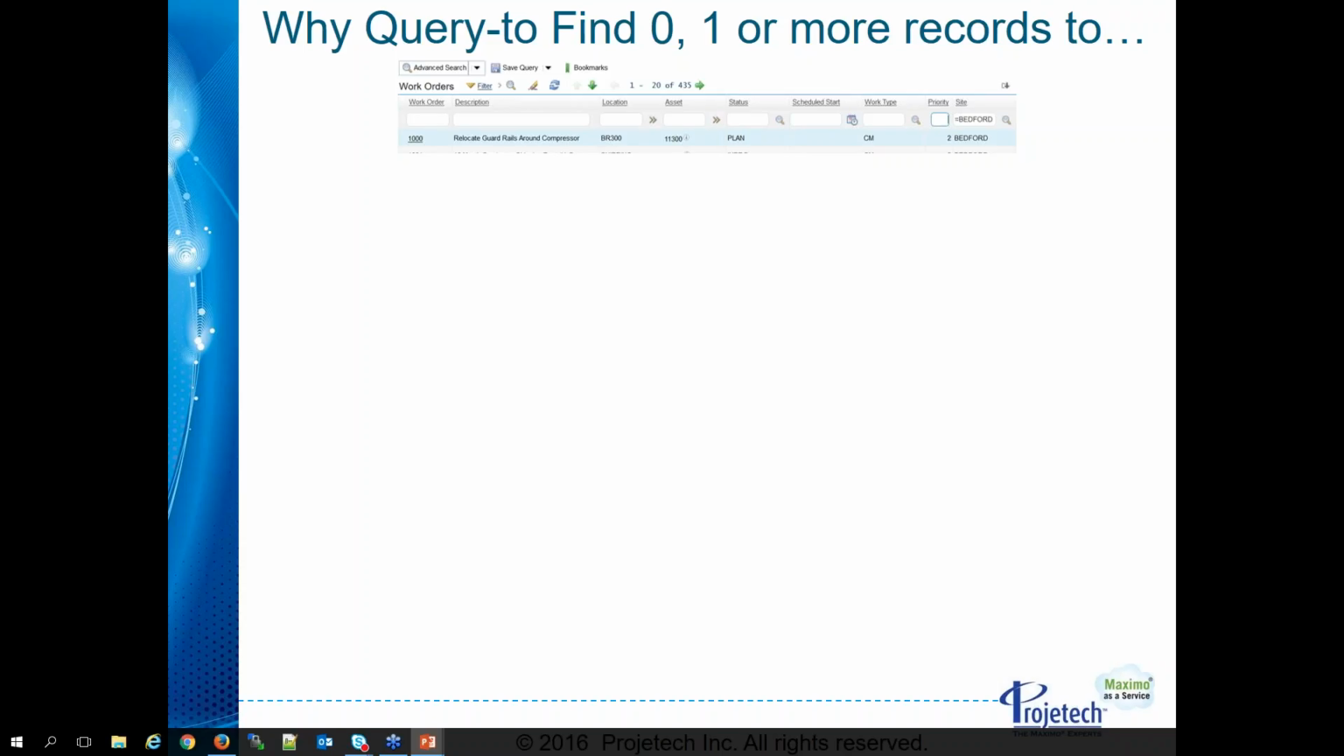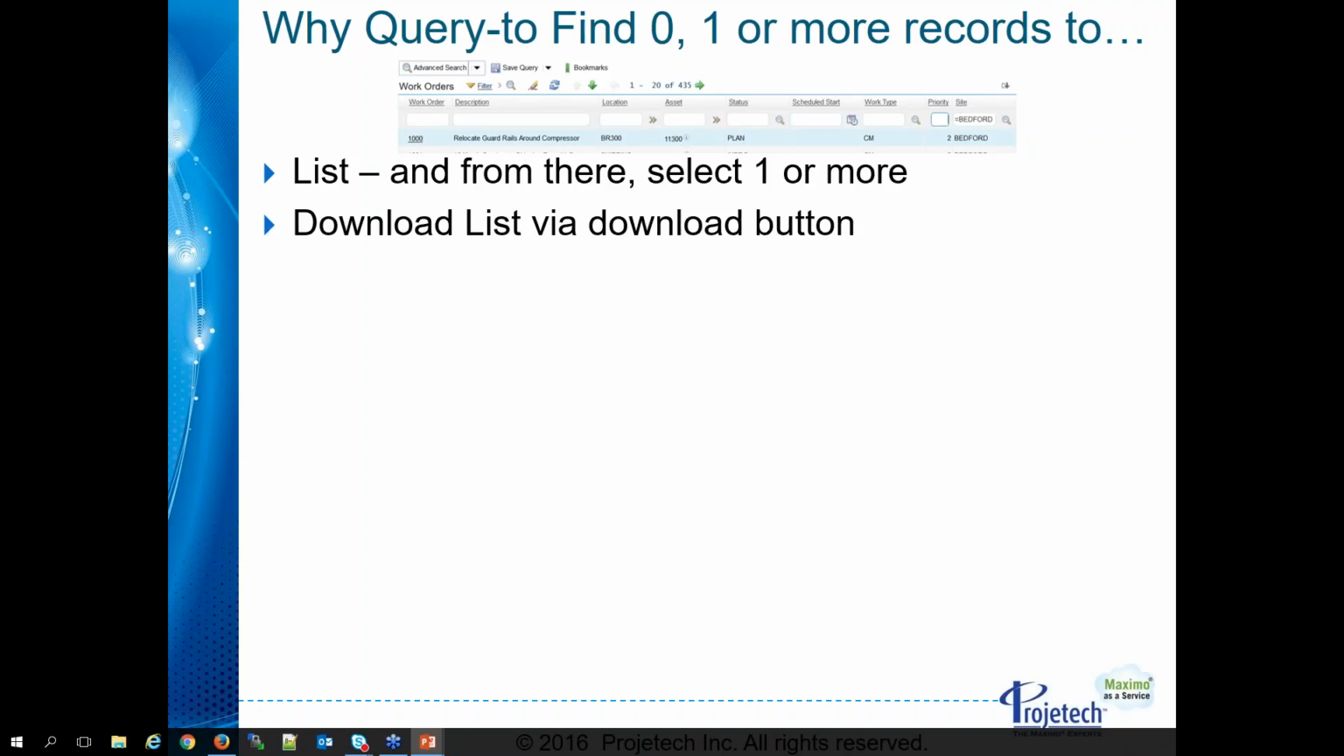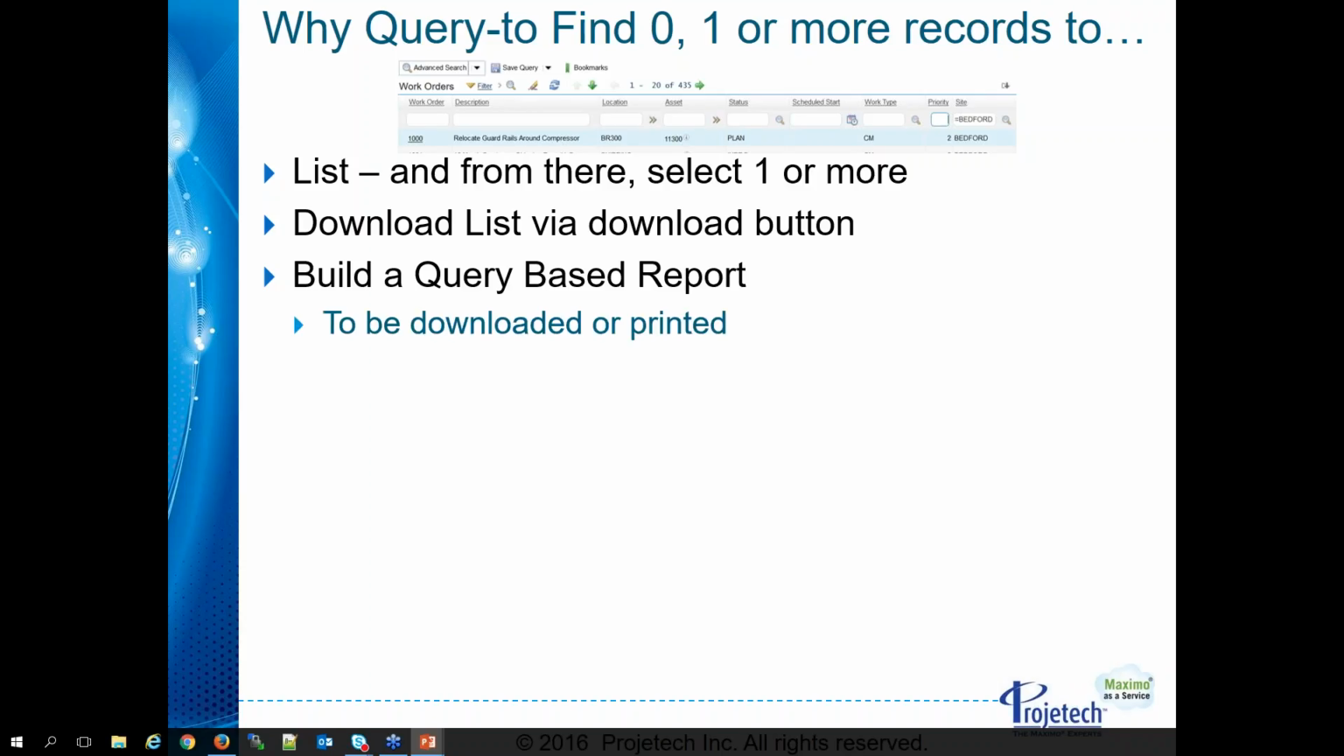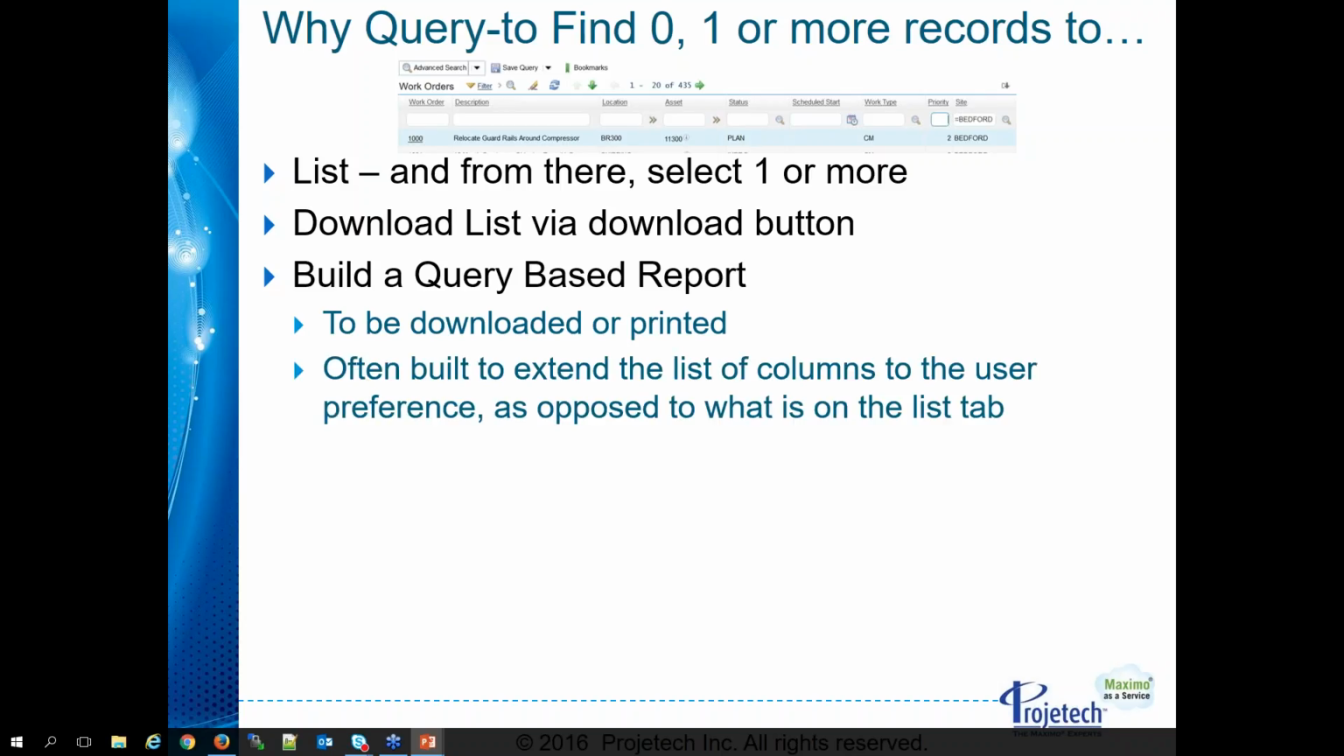What can you do with this list of records? Well, you have the ability to list. From there, you can select one or more records, and you can download the list via the download button. You can change status, create a work pack. You can build a query-based report. You can use that report as a download or to print it.